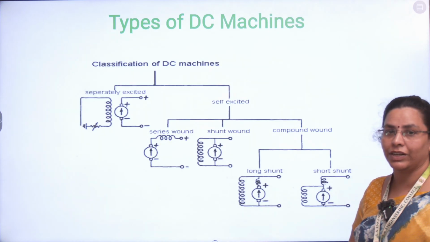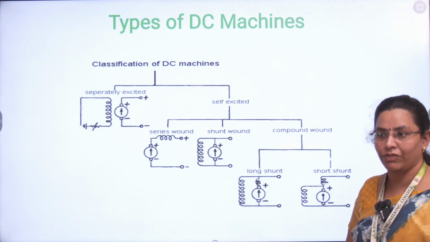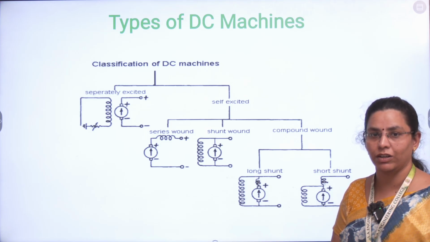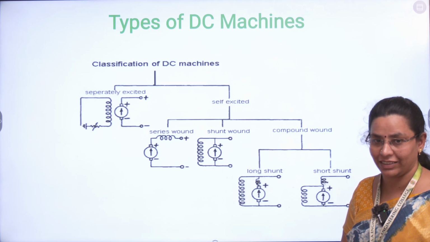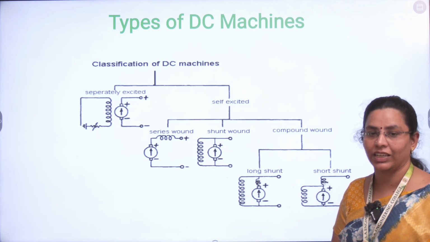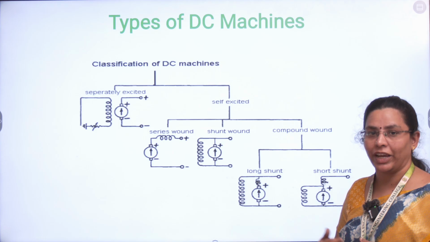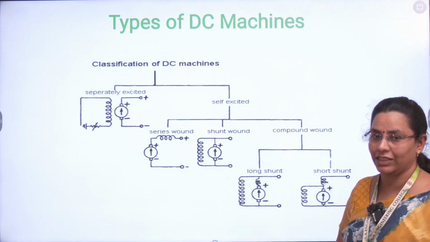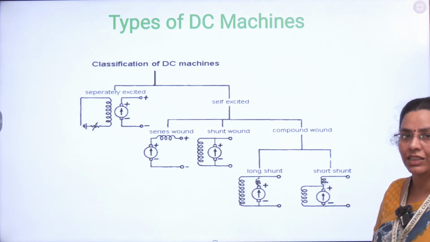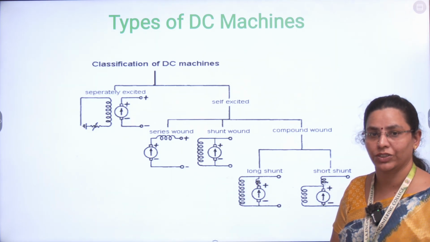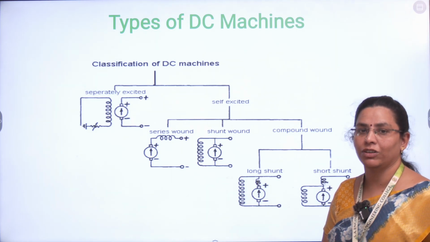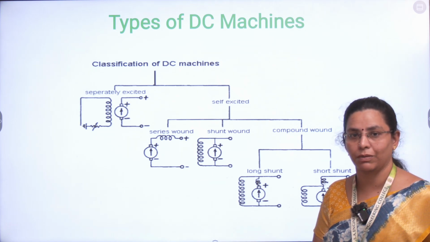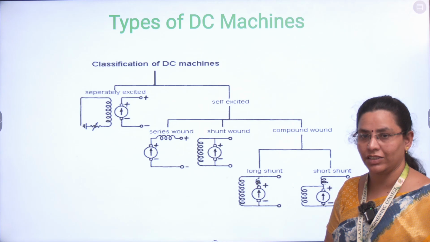Next is the types of DC machines. The different types are common for both motor as well as generator. Based on the excitation, we can classify them into two main categories: self-excited and separately excited machines. Excitation is nothing but giving supply to the machine, that is, giving supply to the field winding, either from an external supply or without any external device.